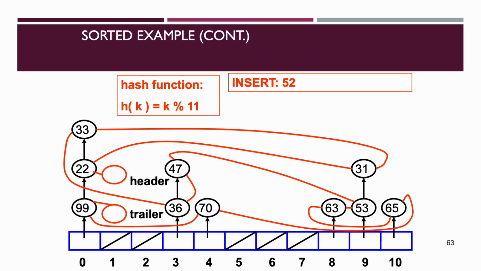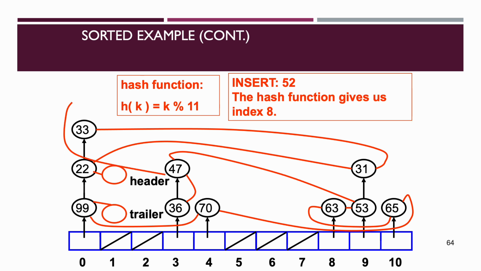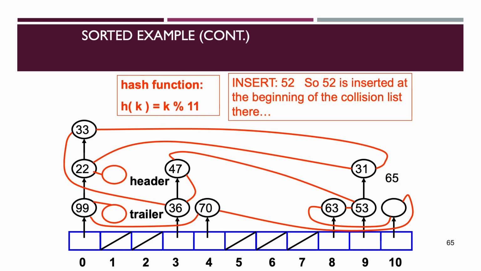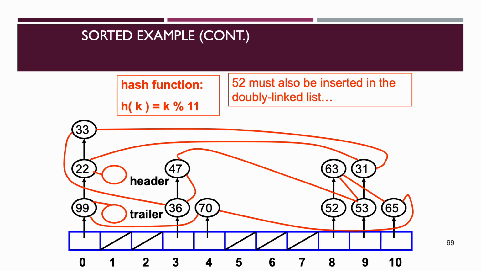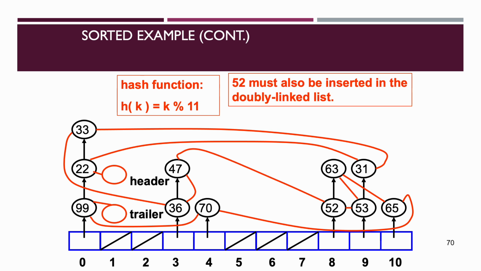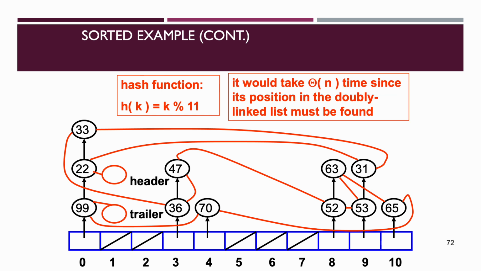Now if we try to insert 52 here, the function gives us index 8. So we are moving 63, and then we are adding 52 here at the beginning of the collision list. Now 52 must also be inserted in the doubly linked list. However, it would take theta n time, since its position in the doubly linked list must be found.